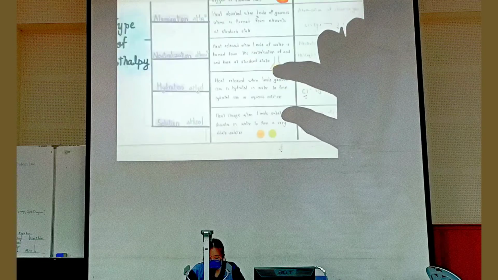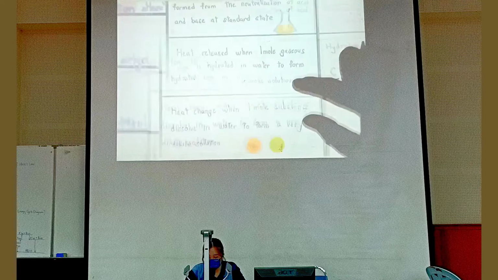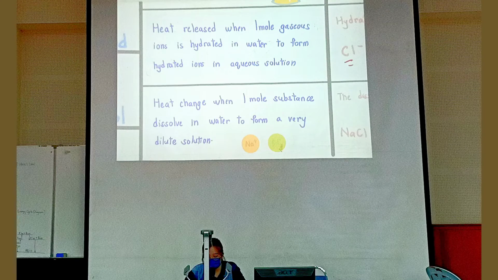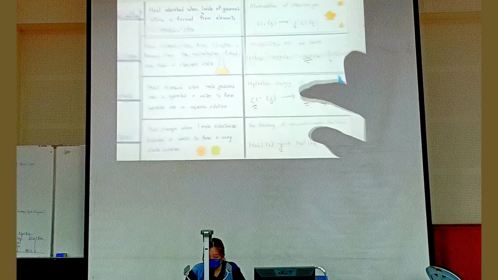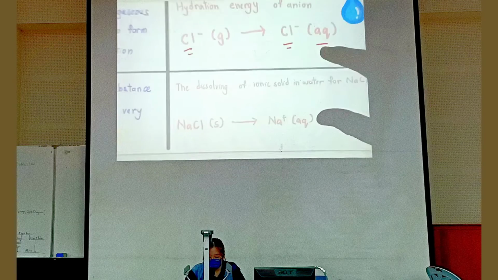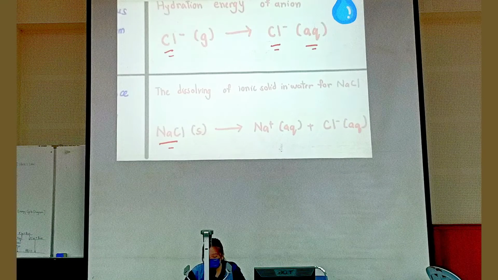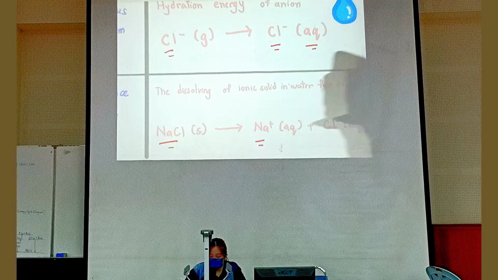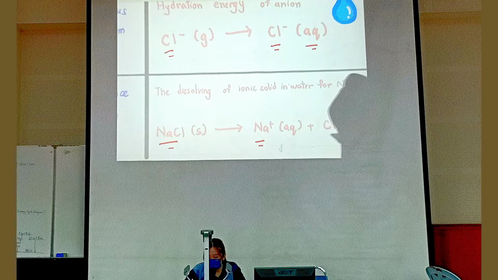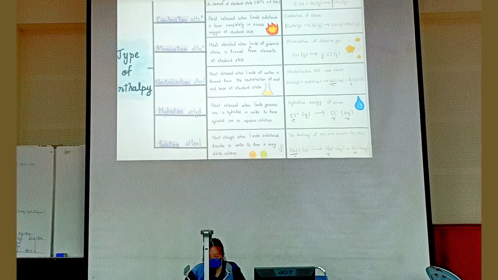The last one is standard enthalpy of solution. It is the heat change when one mole of substance dissolves in water to form a very dilute solution. The example is the dissolving of an ionic solid in water, for NaCl. Here, NaCl dissolves in water and forms Na+ ions and chloride ions. And this is all the definitions about the types of enthalpy.